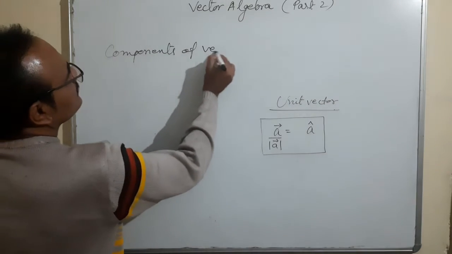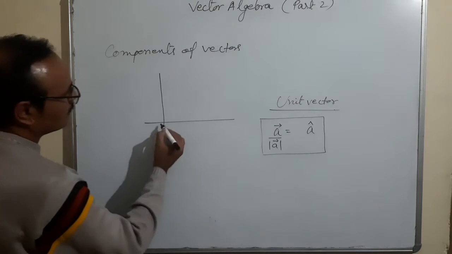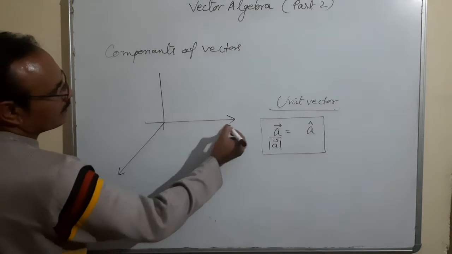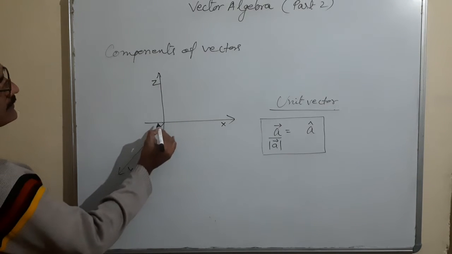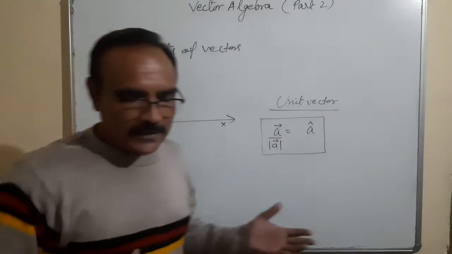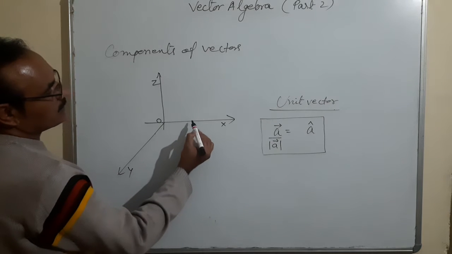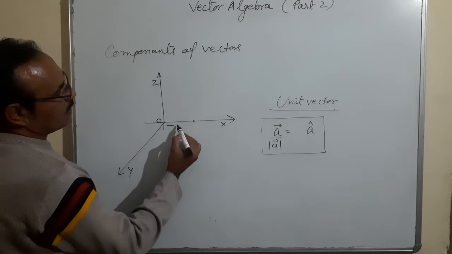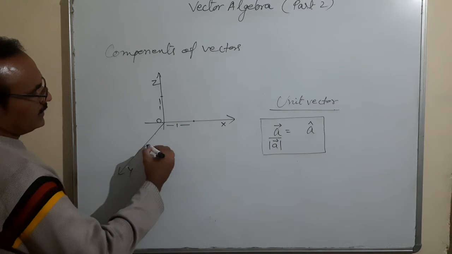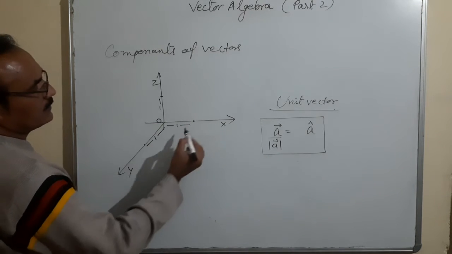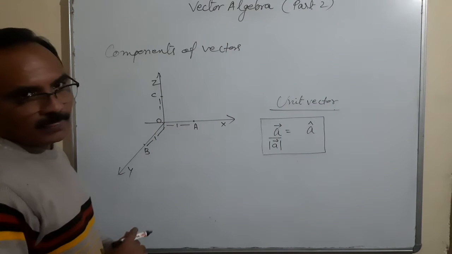Components of vectors. This is the triad: X, Y, and Z. This is the origin. When we are going to find the components, then you know what happens. For example, suppose this is a point 1, here is a point 1, and this is a point at 1 distance. Okay, A, B, and C.